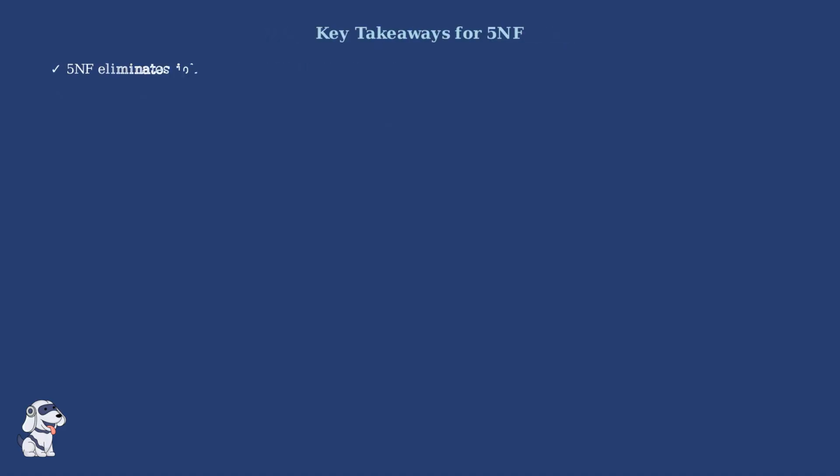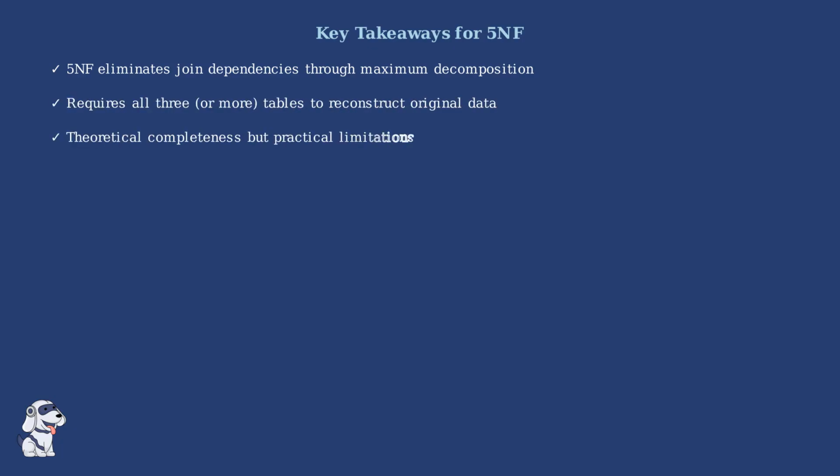The key takeaways for fifth normal form are these. It eliminates join dependencies through maximum decomposition, requiring all decomposed tables to be joined together to reconstruct the original data. While it provides theoretical completeness in normalization, it has significant practical limitations. Most real-world databases stop at third normal form, or Boyce-Codd normal form for practical reasons, as these provide the best balance of data integrity and usability.